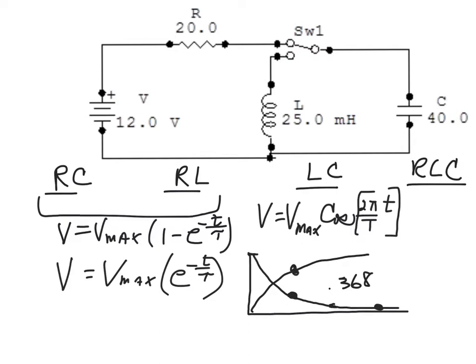And the time constant for the RC circuit, of course, is R times C, and the time constant for the LR circuit is L divided by R.